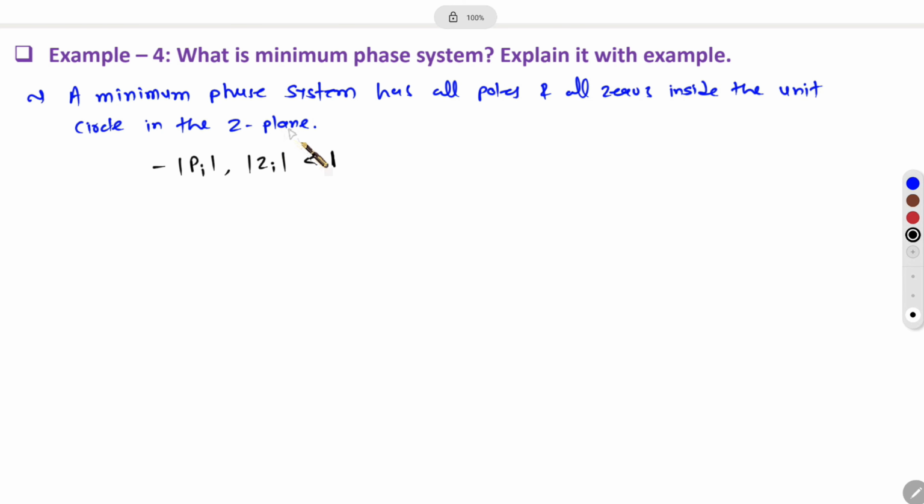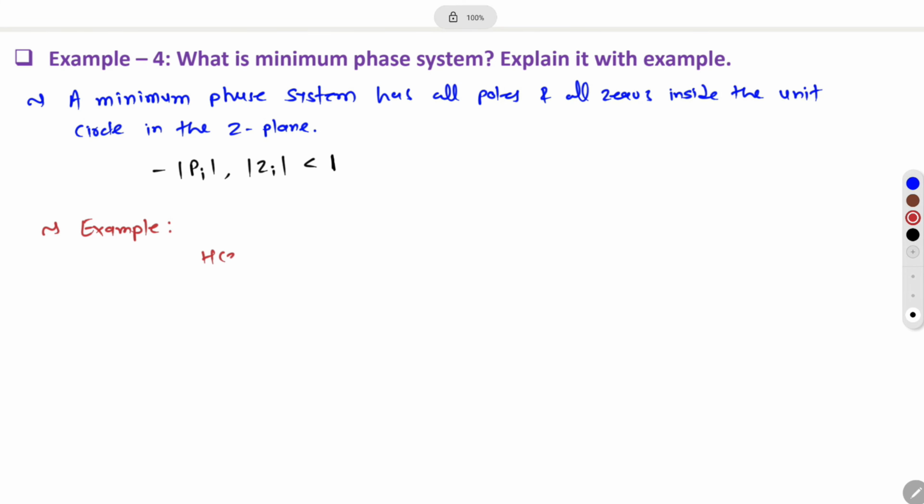So first of all, we need to write the transfer function in the z domain, and once we have the transfer function, we need to see the poles and zeros. If all the poles and all the zeros have values lower than unit, then one can say the given system is a minimum phase system. Let me give an example.